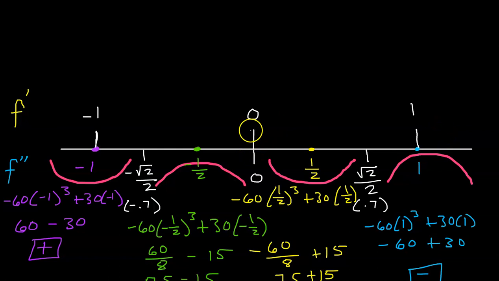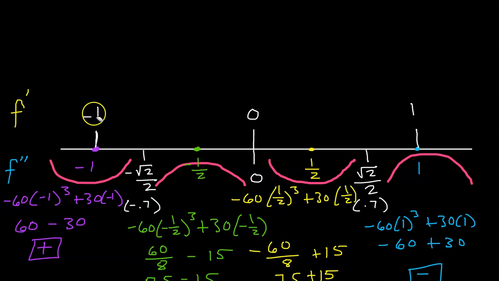I really can rule out 0 because the function does go from being concave down to being concave up. So that means at 0, there is a point of inflection. It's doing this type of thing, concave down to concave up. That's going to be a point of inflection. There's no way that's going to be a max or a min.